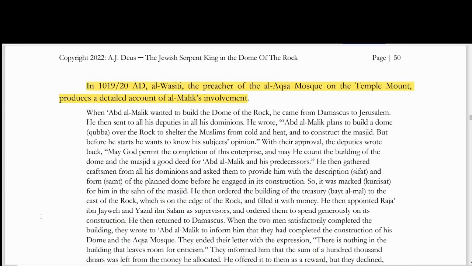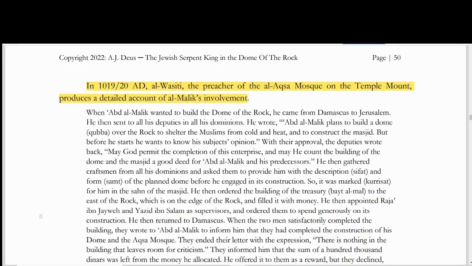When Abd al Malik wanted to build the Dome of the Rock, he came from Damascus to Jerusalem. He then sent to all his deputies in all of his dominions. He wrote: Abd al Malik plans to build a dome over the rock to shelter the Muslims from cold and heat and to construct a masjid. But before he starts, he wants to know his subjects' opinion.